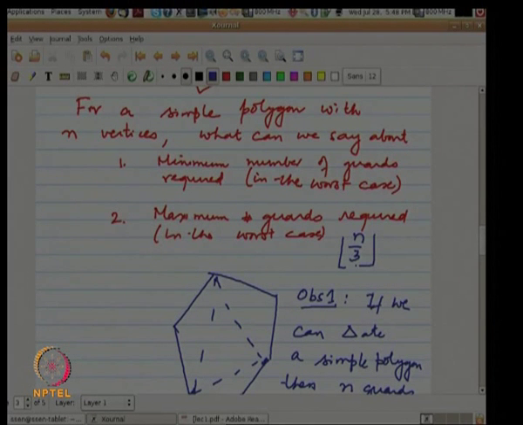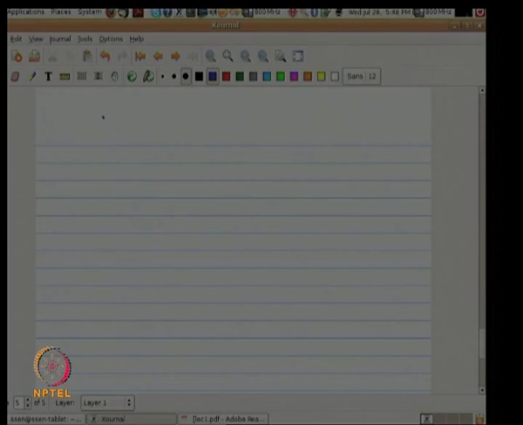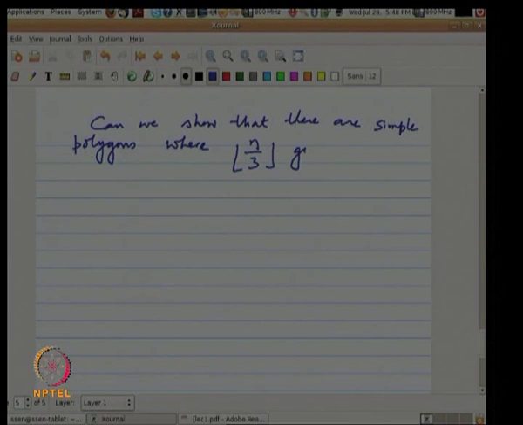It would be very nice if you can somehow show that there are actually polygons. The next thing that one would like to establish is: can we show that there are simple polygons where n over 3 guards are required? Then we have a good bound, because this is a tight bound, that there are actually polygons where you require that. For today I am leaving it as an exercise for you. You should be able to show it for any n.